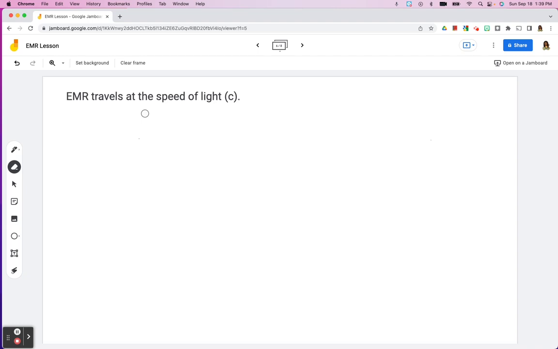So the speed of light is symbolized by the letter c, lowercase c, and the value of it is 3 times 10 to the 8th meters per second. Okay, that's pretty fast. That's a 3 with 8 zeros behind it. So it's really fast.